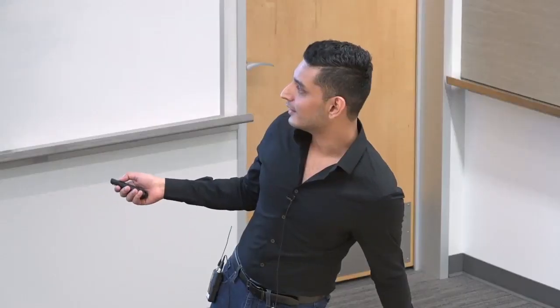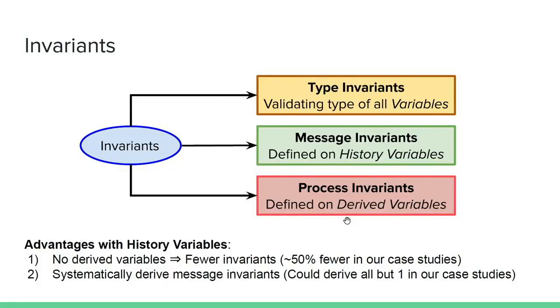And that's it. But I don't understand, in the original approach, why don't you need invariants that relate the history variables to the derived variables? You need them. You do? Yeah, you need them in the original, yes. Here, you don't even need those. Okay, so obviously the advantage is that since there are no variables, you have fewer invariants, and you can systematically derive these, except for one.